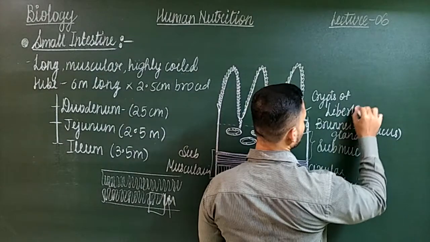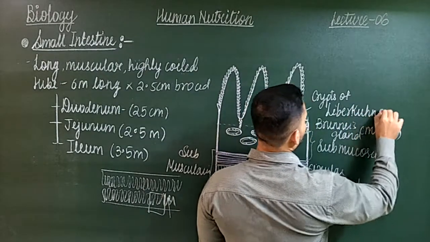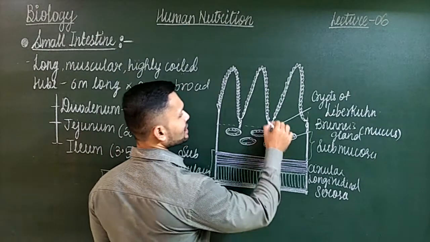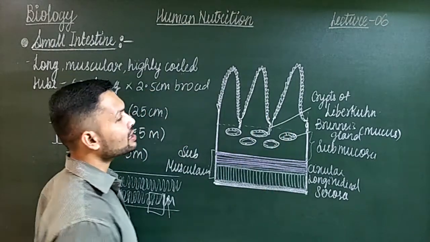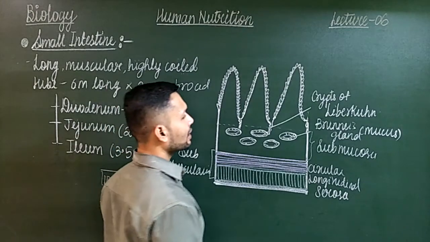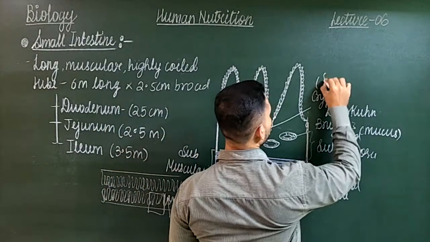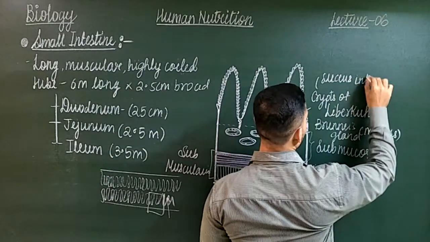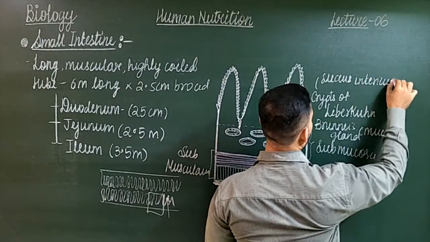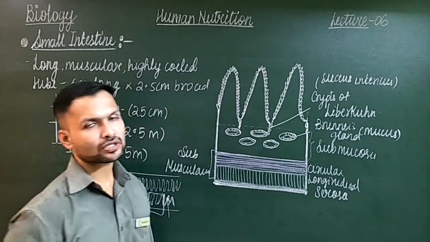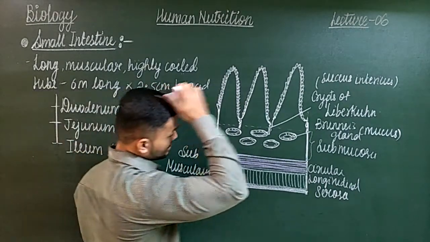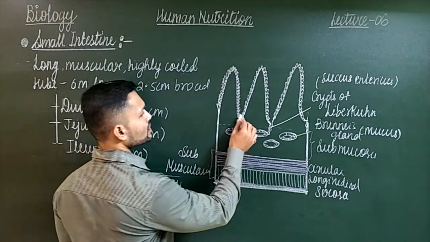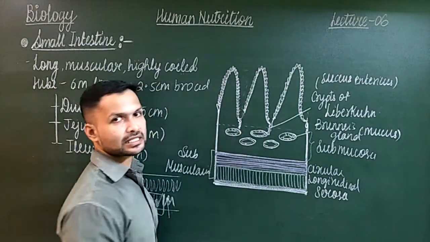Obviously, the scientist who discovered it. That's why it's known as crypts of Liverpool, and these are endocrine. These will release the necessary enzymes and the intestinal juice that is needed, and that intestinal juice is known as succus entericus. E चाहिए, ठीक है? Succus entericus वो juice, and that contains all the digestive enzymes.